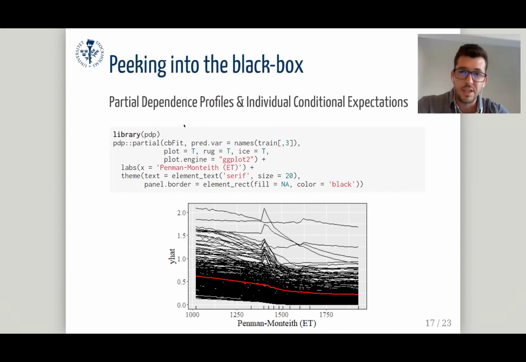There's another package that can also be used for the partial dependence profiles and individual conditional expectations. It's the package PDP. And this is basically the same thing we've seen in the previous slides. The black lines here are the individual conditional expectations, and the red lines the global behavior, the partial dependence profile. And this is for the potential evapotranspiration, where we can see that when we have a higher evapotranspiration, we're going to have lower flow under low flow conditions.